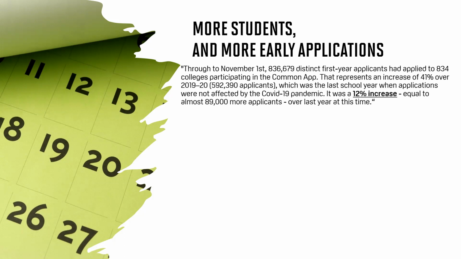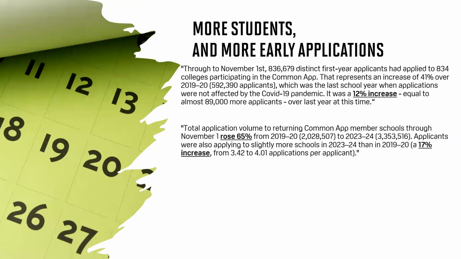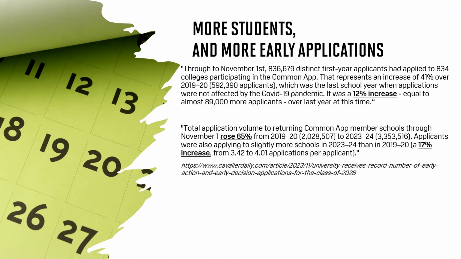The number of distinct first-year applicants had applied to 834 colleges participating in the Common App. That represents an increase of 41% over 2019 to 20. So just take that in for a second: 41% more distinct applicants applying early, and a 12% increase, almost 89,000 more applicants over last year at this time. So we are definitely seeing an upward trend over the last few years. The total application volume rose 65%, and applicants are also applying to slightly more schools, so around 4 applications per applicant as opposed to 3.4.